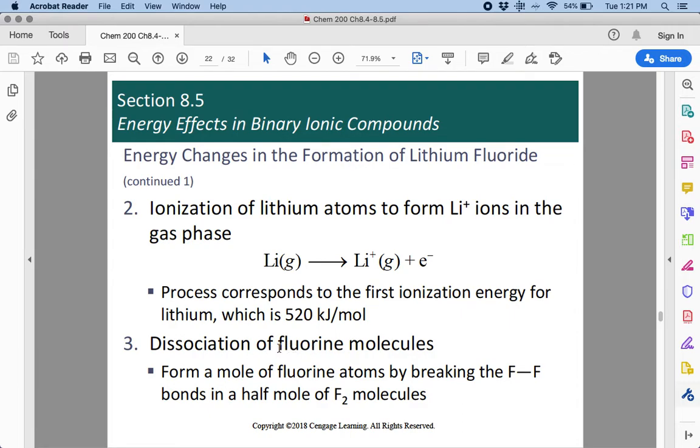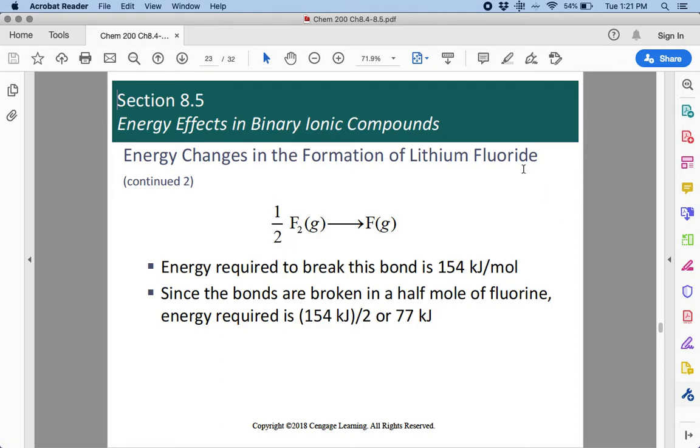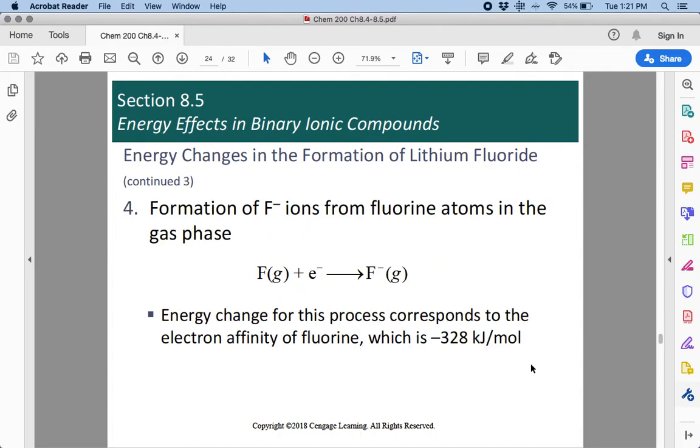And then lastly, or not lastly, but we also need to figure out the dissociation of the fluorine molecules, right? We know that fluorine is diatomic, so it exists as F2, but we don't want F2, we want F. So we would have to have an energy associated with taking 1/2 of F2 to get F. And we're telling you that to break this bond, it's 154 kilojoules per mole, but since we're only taking half of it, what we would need would be 77 kilojoules per mole.